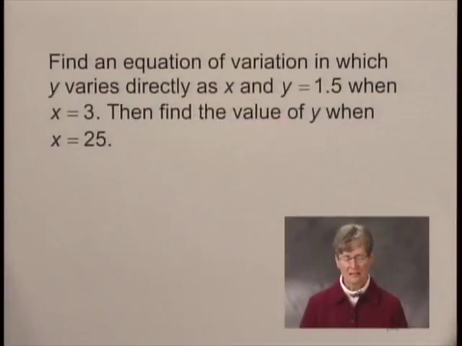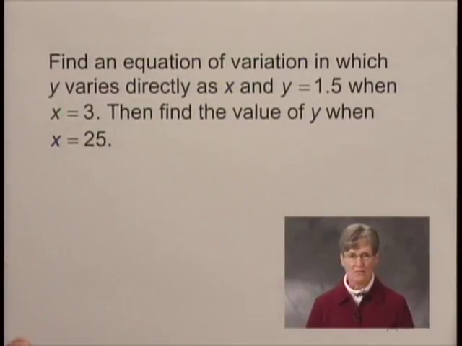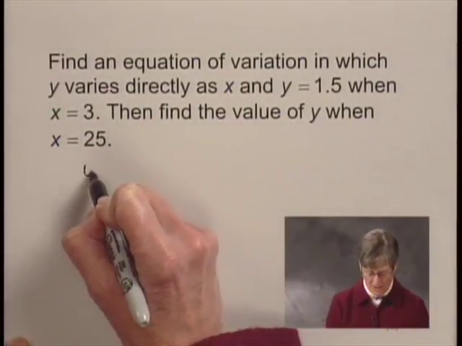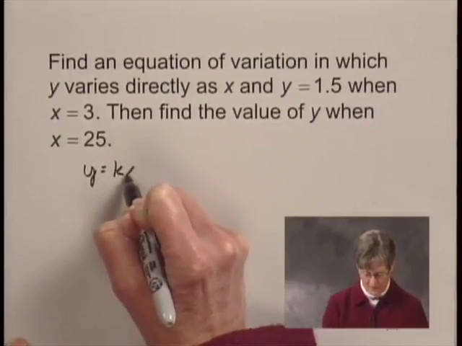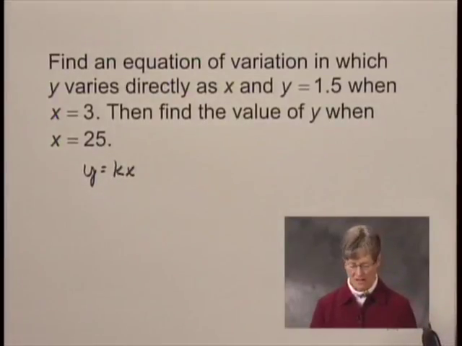Find an equation of variation in which y varies directly as x and y equals 1.5 when x equals 3. Then find the value of y when x equals 25. An equation of direct variation has the form y equals k times x, where k is called the variation constant.